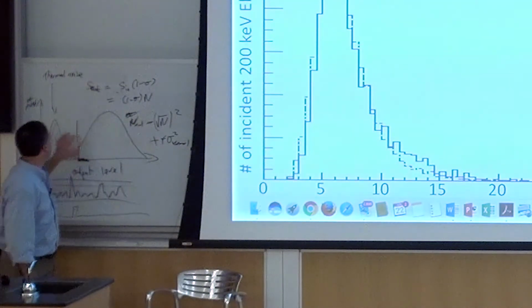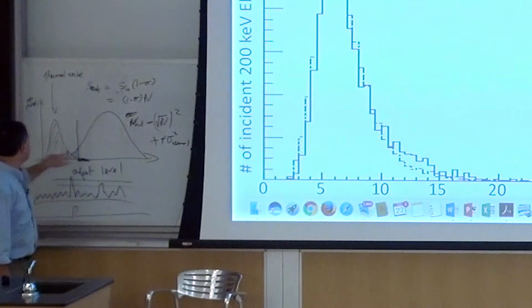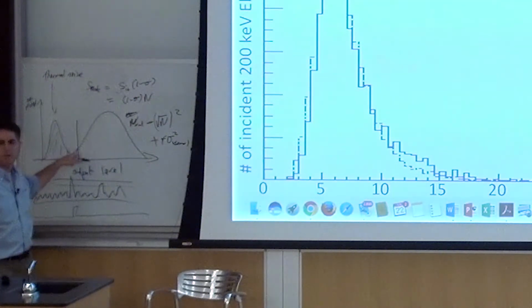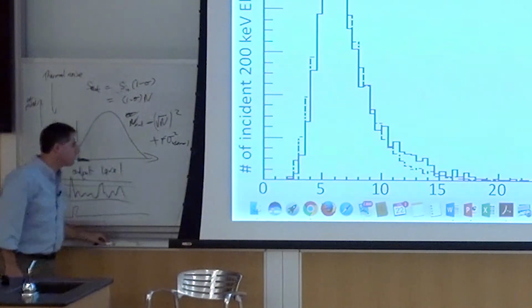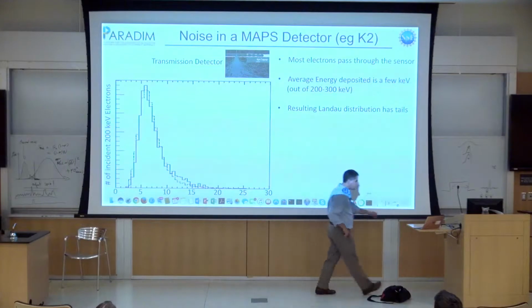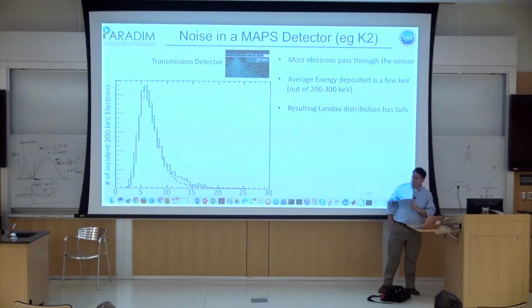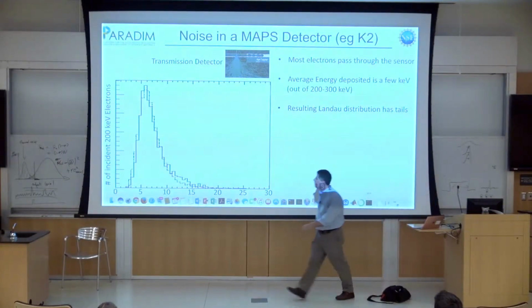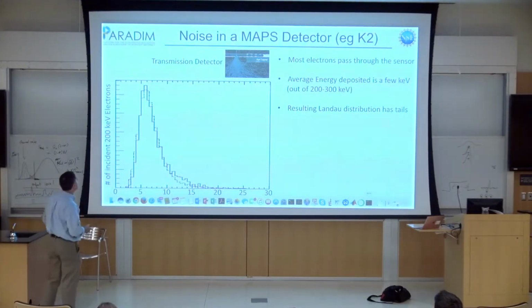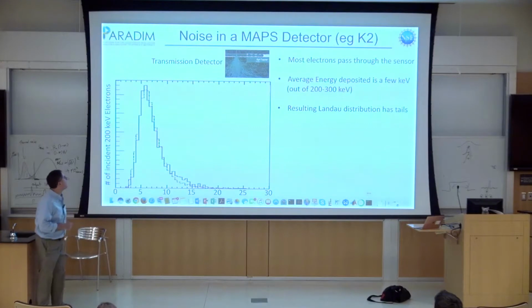But the big one that decreases the DQE of the K2 is the fact that I'm missing the low energy tail of the pulse. And that knocks the DQE down by about 20%. And that brings me to the second part of what goes on with the K2. I'm going to touch on this again later, but the K2 is what's called a transmission detector. It also has the acronym of MAPS, monolithic active pixel sensor.